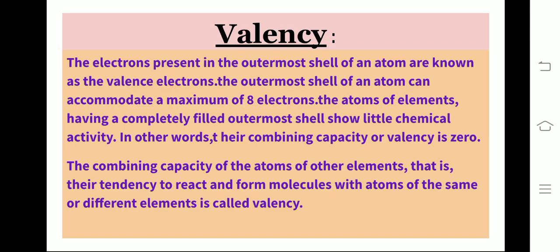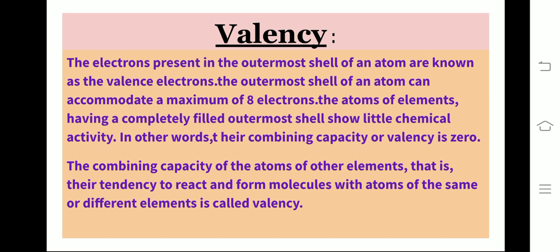Valency. The outermost electrons present in the outer shell of an atom are called the valence electrons. Now, we have studied from the Bohr-Bury rule that the outermost shell of an atom can accommodate a maximum of 8 electrons. So, it was observed that the atoms of elements which have a completely filled outermost shell show very little chemical activity. Or we can say that their combining capacity or valency is 0.